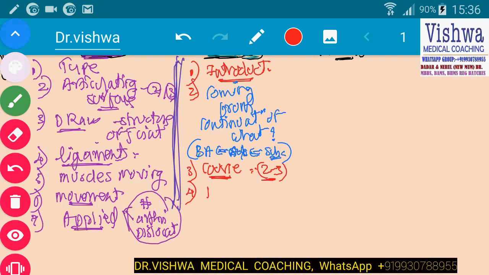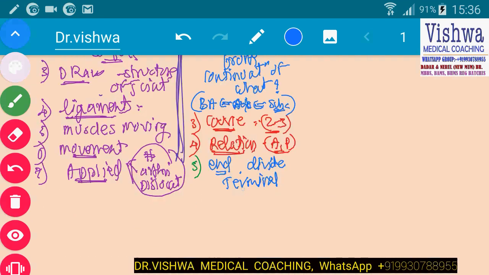Fourth, what are the relations of an artery? At least remember anterior and posterior relations. One or two relations you can remember. Fifth, where exactly does the artery end? Usually all the arteries divide into terminal branches. Like for example, brachial artery divides into radial and ulnar. The femoral artery becomes a popliteal artery. Popliteal artery divides into anterior and posterior tibial arteries.